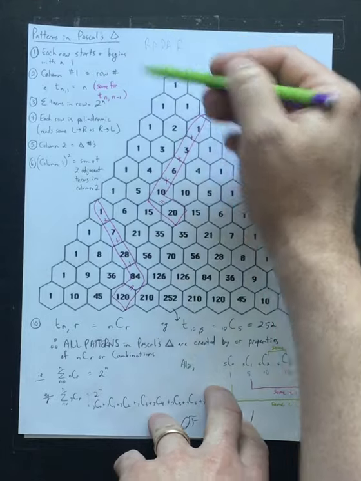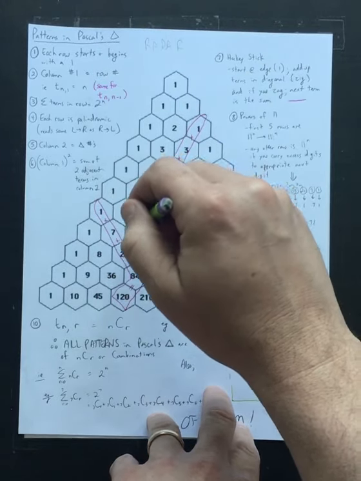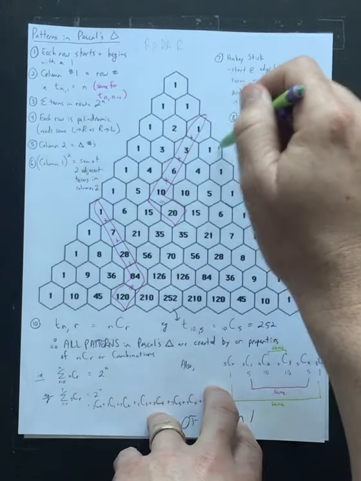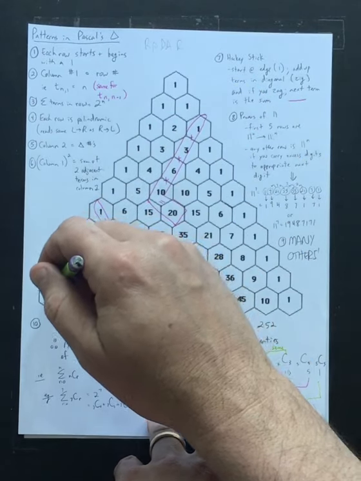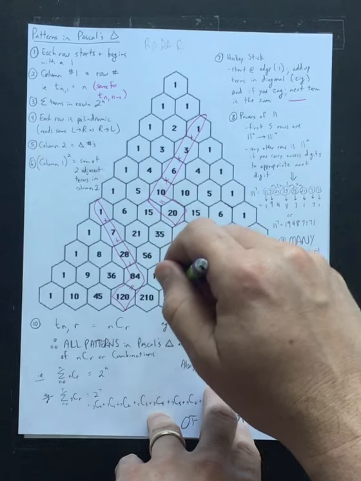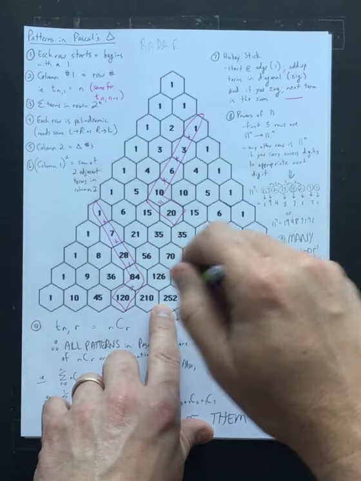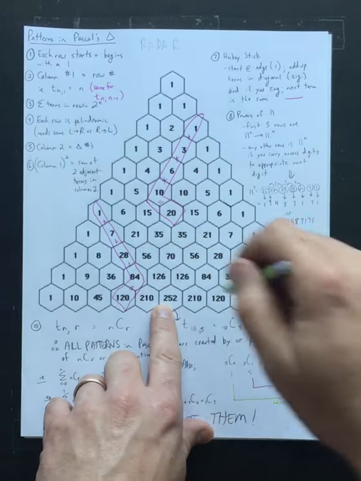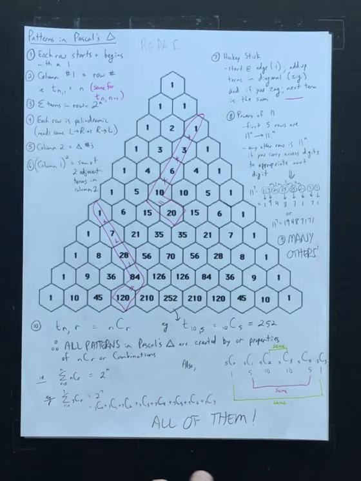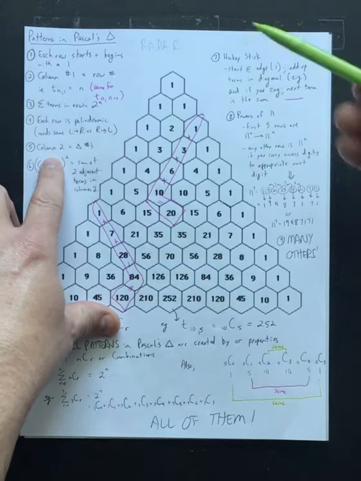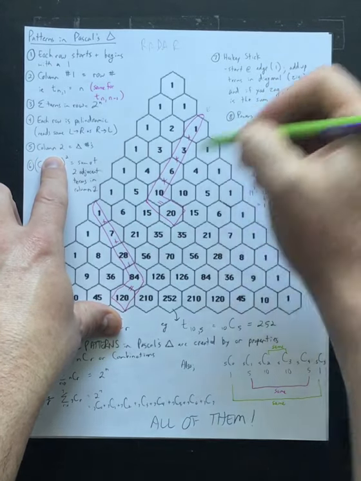R-A-D-A-R. Okay, so let's start simpler. 1331, that's an easy one. 1510, 1051. Go all the way down to the bottom. 1, 10, 45, 120, 210, 252. And then it goes back down to 210, 120, 45, 10, 1. So it's palindromic. Now, column number 2, these are your triangular numbers.